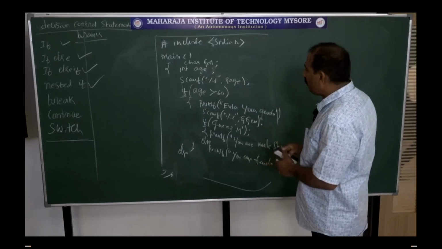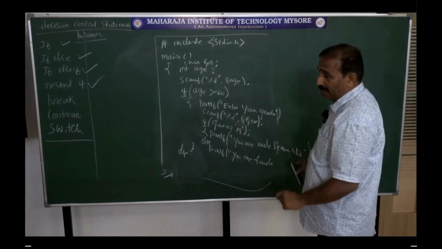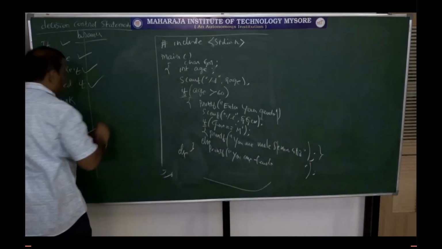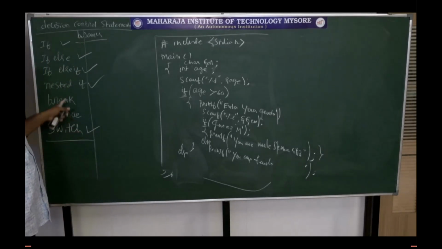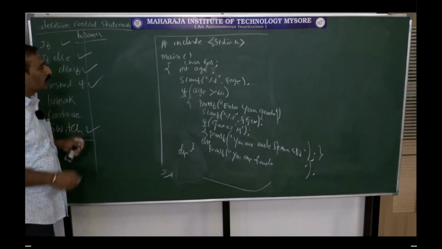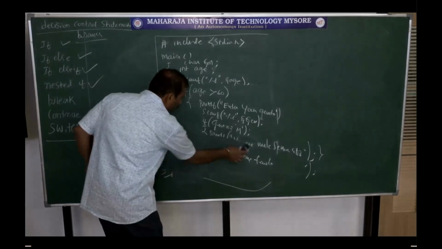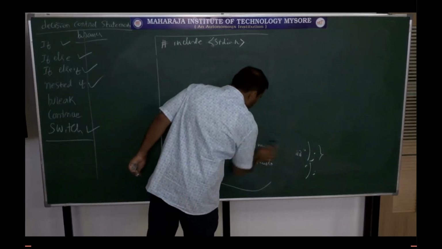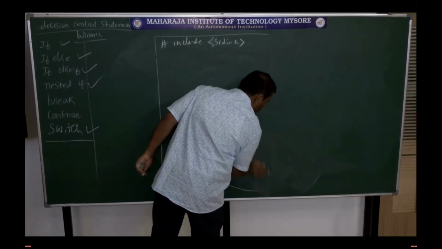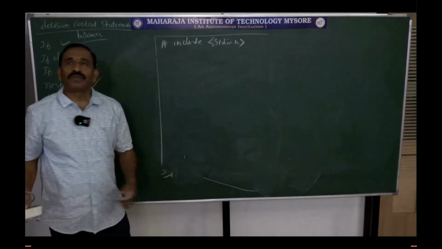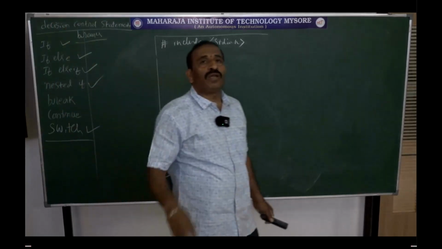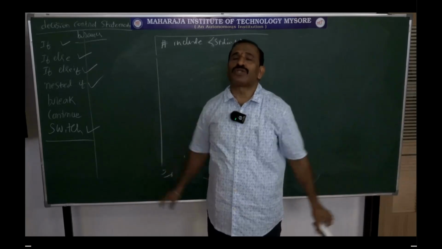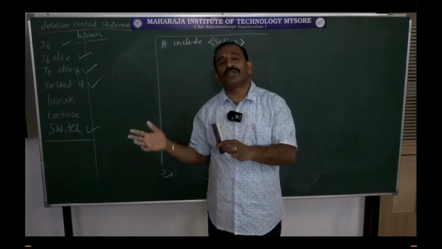There is another way of using this when you have so many branches. There is a way of using the switch statement. First I'll explain the switch, then I'll go for break and continue. Right? How does this work? See, basically when you are writing lines of code, when you have so many if statements, it is getting confused.